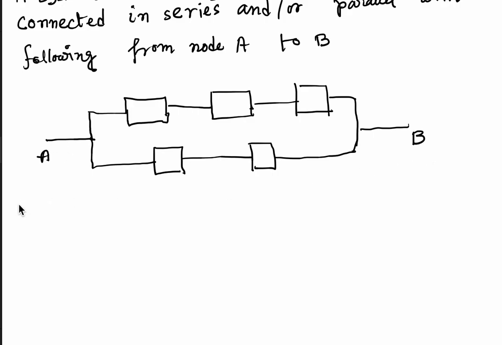Now let's see, the reliability of every component is 0.95, this is 0.90, this is 0.92, this is 0.85, and this is again 0.95. Now what is the total reliability of this network?